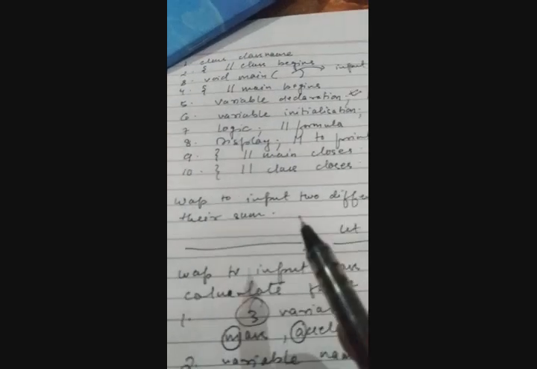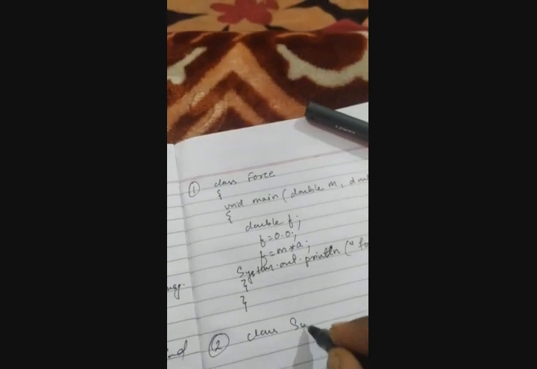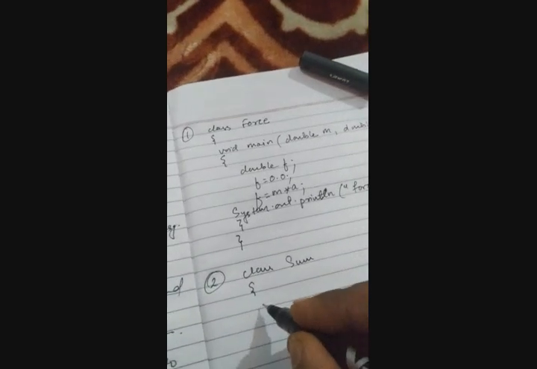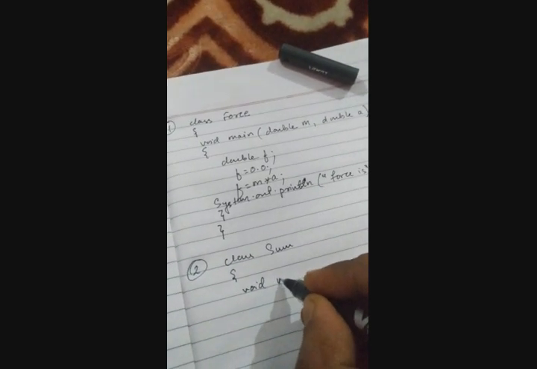Now the previous question which I had left out, we have to input two different numbers and find their sum. So we are going to find a sum. So class, this is question number 2, this is question number 1. Now I am printing it. So class sum, curly braces start, second line, then void main.